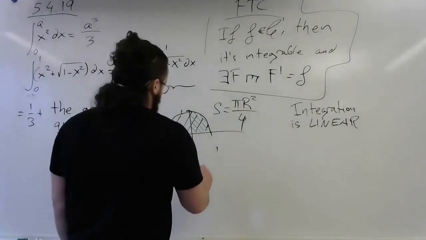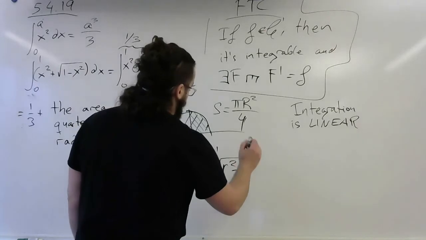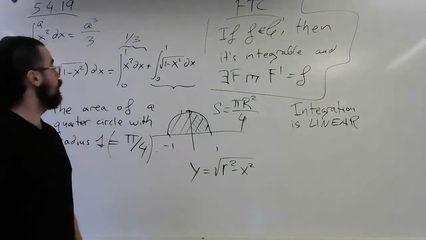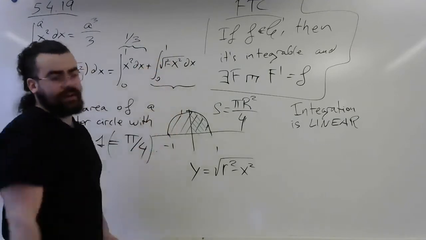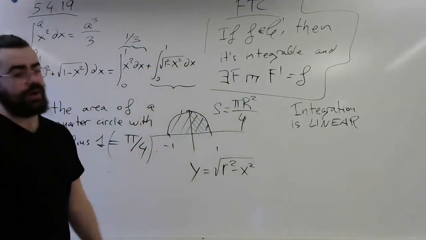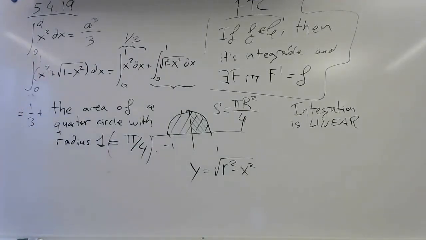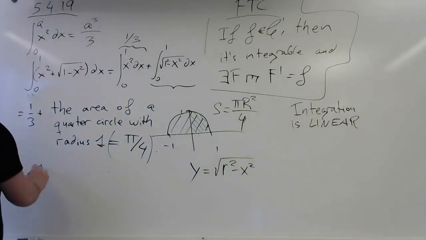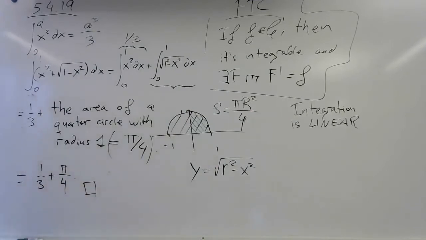In general, if you remember it correctly, the square root of r squared minus x squared is a half circle with radius r. So in our case, we imagine that this one is a square, and we have our circle with radius 1. And so with this, we can already solve our integral. Our integral is 1/3 plus pi fourths. And you can leave it like that.